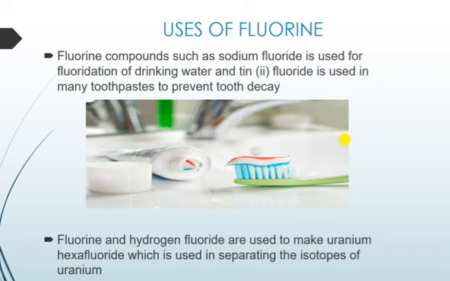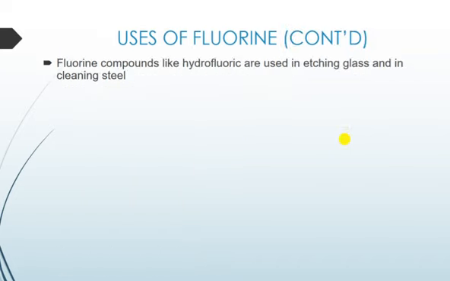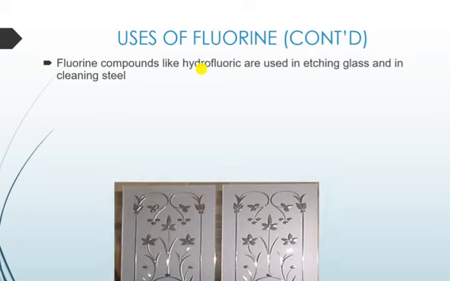Fluorine and hydrogen fluoride are used to make uranium hexafluoride, which is used in separating isotopes of uranium. Uranium is used in nuclear reactors for fuel. Without fluorine, scientists couldn't get pure uranium. Another use of fluorine is that fluorine compounds like hydrofluoric acid are used in etching glass and in cleaning steel.